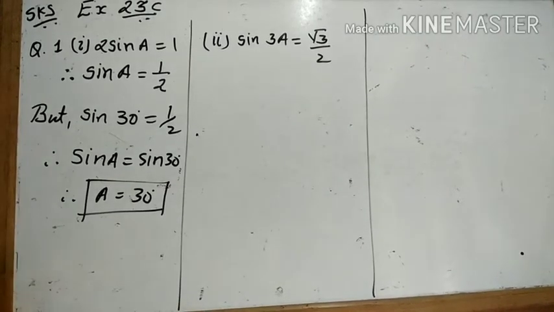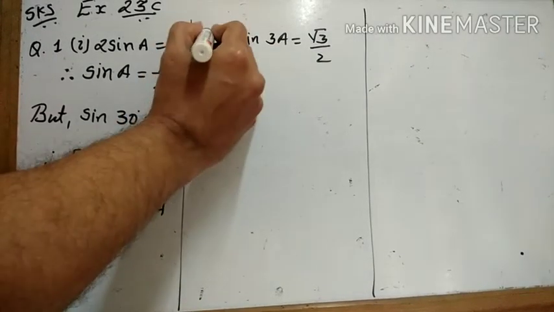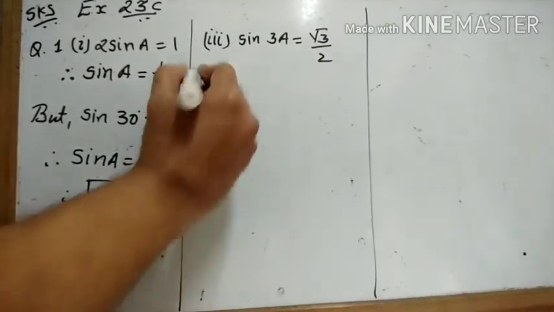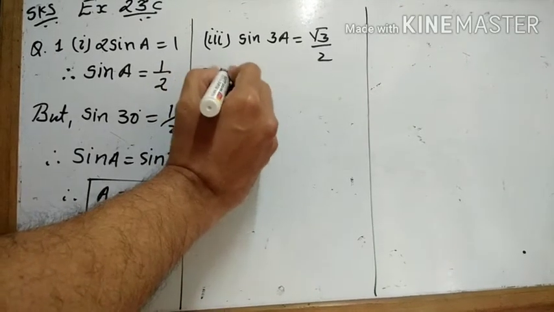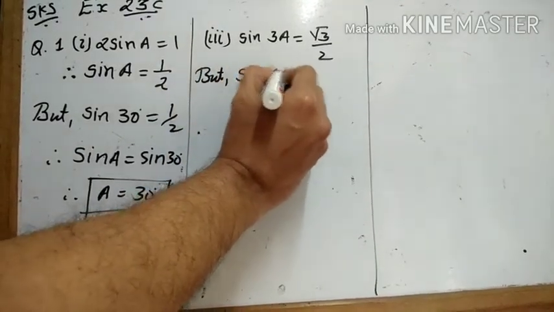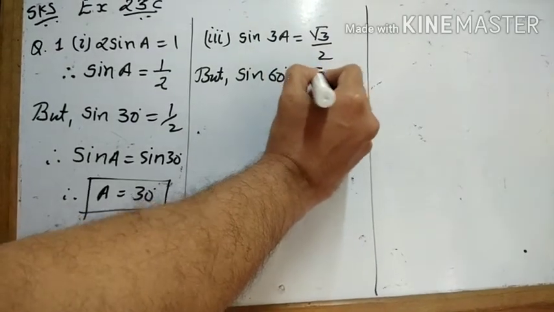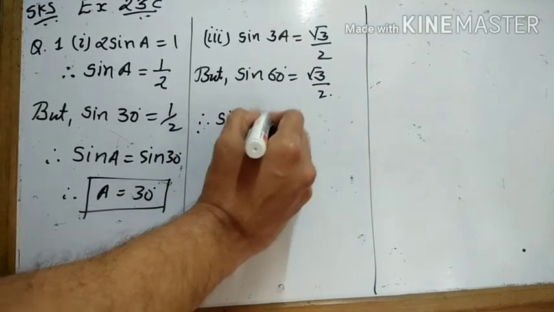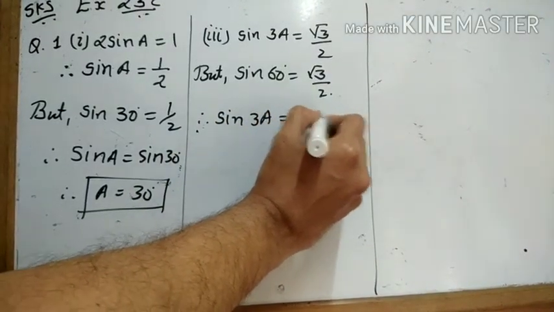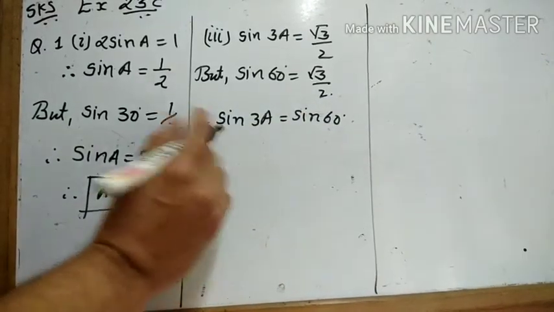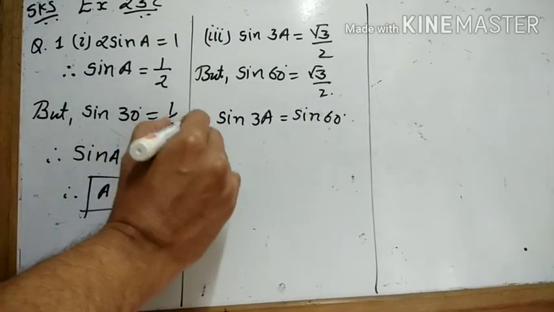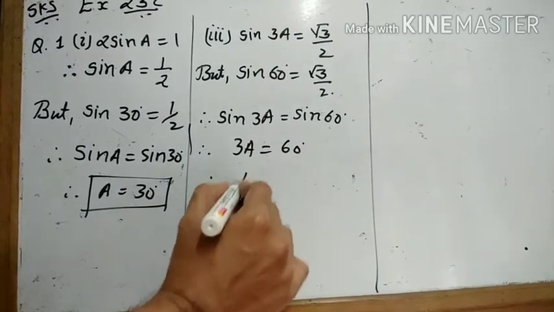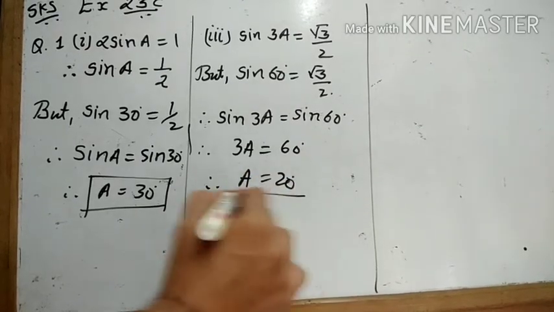One more sub-question. Sub-question 3, I have mentioned it as 2, here it is 3 actually. Sine of 3A equal to root 3 over 2. If I look at the tabular values, then sine of 60 degree is equal to root 3 over 2. This will fetch us sine of 3A equal to sine of 60 degree. I am removing the function of sine from both sides, so I will get 3A equal to 60 degree, and from this I get A is equal to 20 degree.